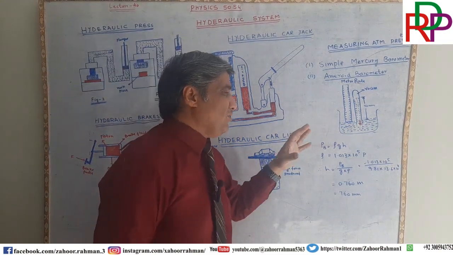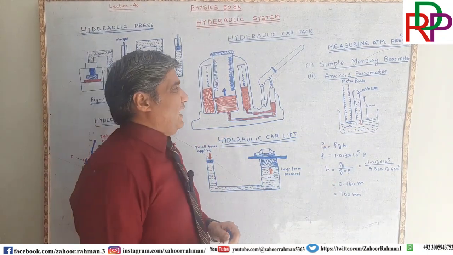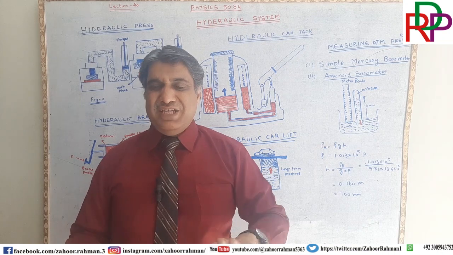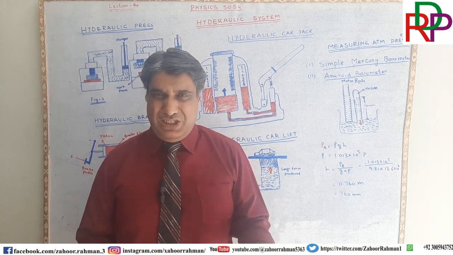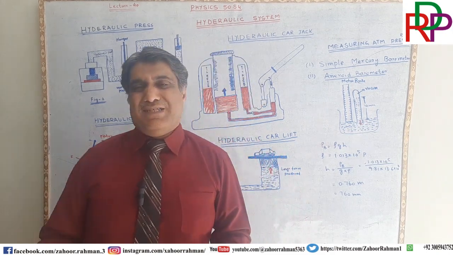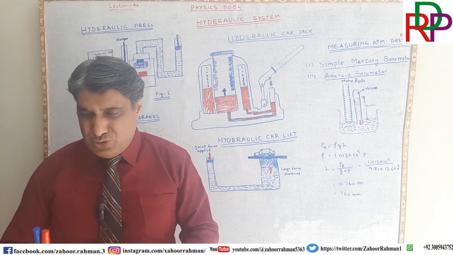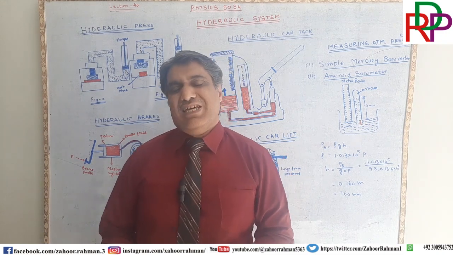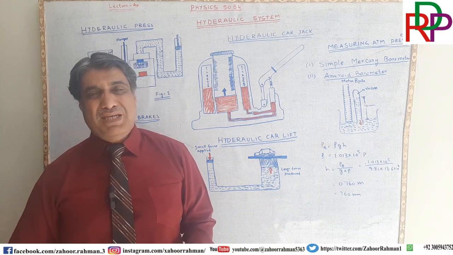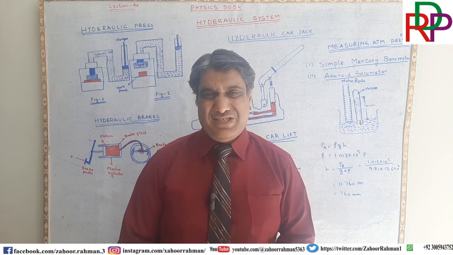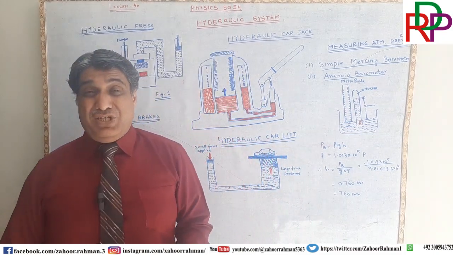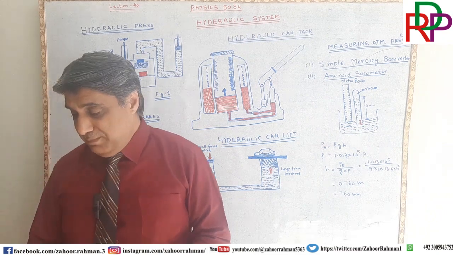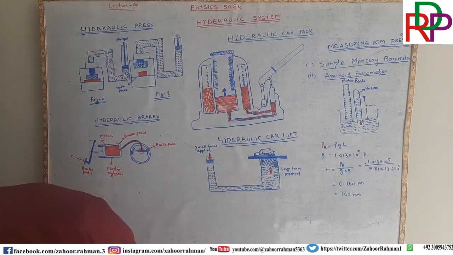So we will discuss it. But before that, let us explain what a barometer is. A device for measuring the atmospheric pressure is called a barometer. Isobaric process, isochoric process, adiabatic process, these are related to thermodynamics. Isobaric means constant pressure. So bar means pressure, and barometer means measurement of pressure. You have to remember this word.